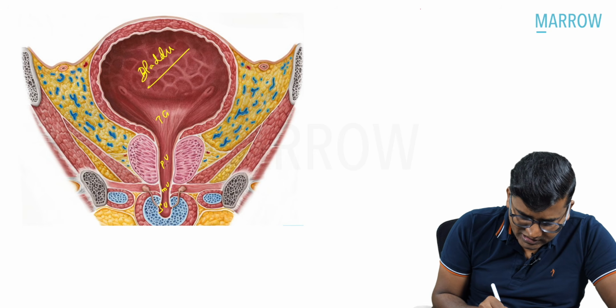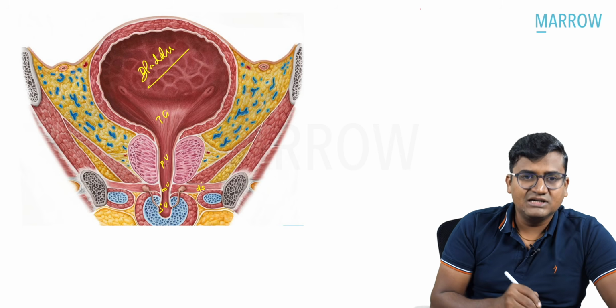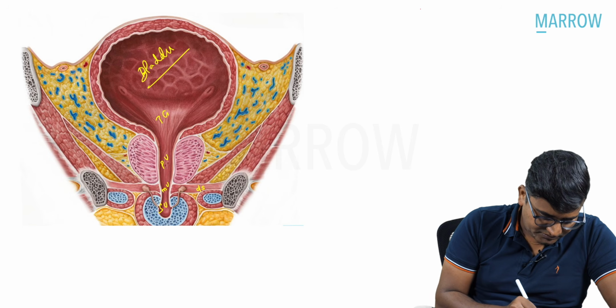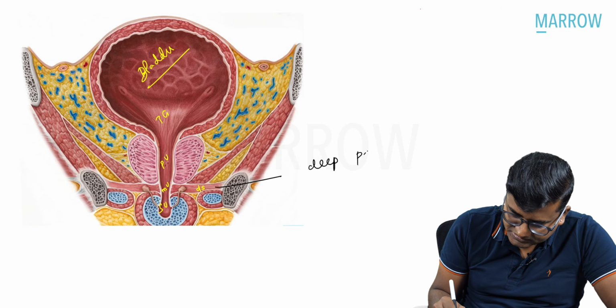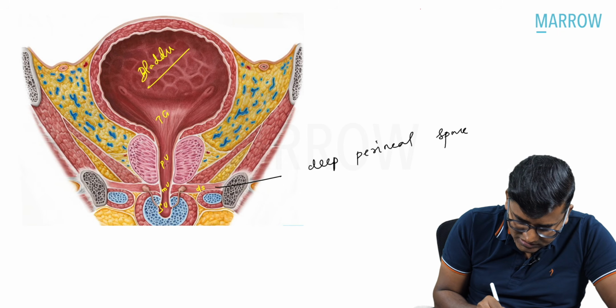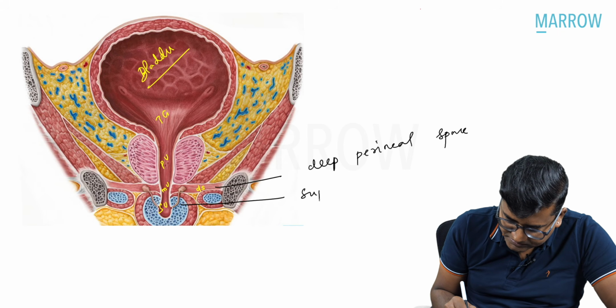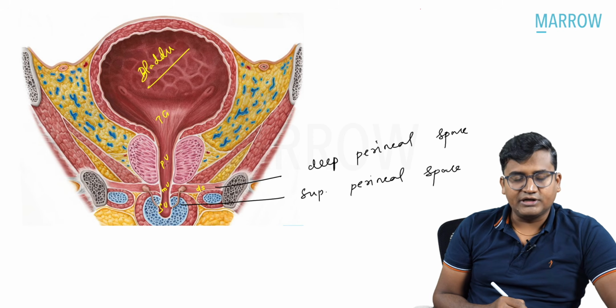Now the membranous urethra is present in the deep space. I am writing DS. DS means deep space. I'll use some other color. That is our deep perineal space. And this is our superficial perineal space, which contains the spongy urethra.